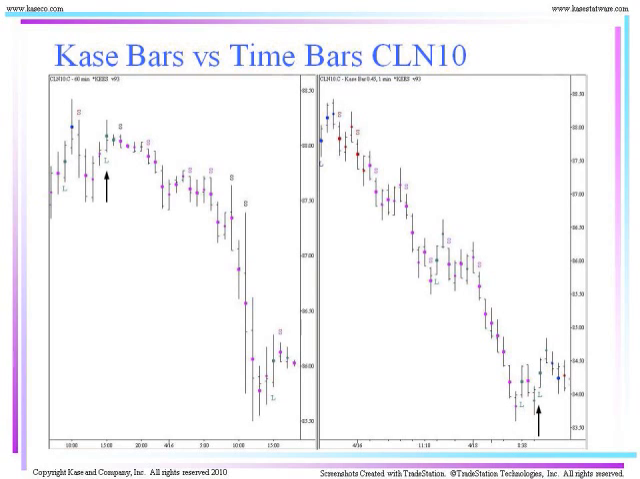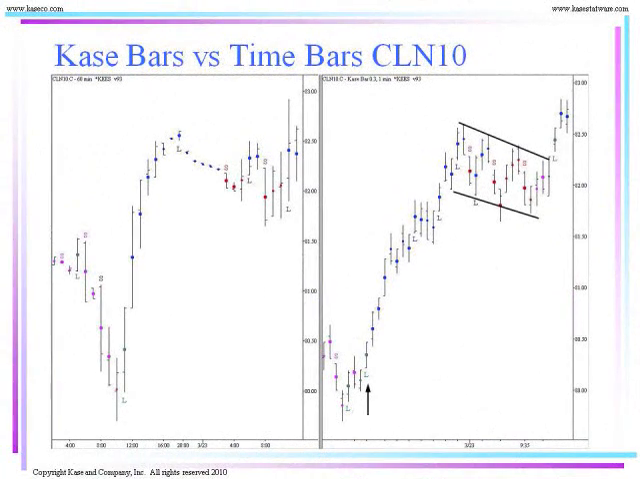All right, and you've got one more chart here for us: case bars versus time bars on CLN. Yes, I have the last chart. It's case bars versus time bars. And before we look at the actual signals, let's take a look at the flag. You could see on the case bar chart a corrective flag. It's very clear about what's going on.